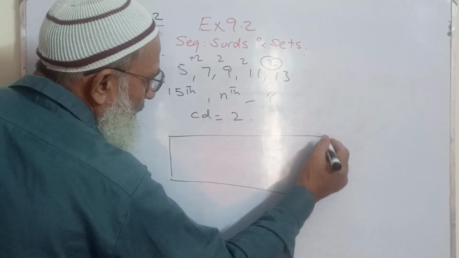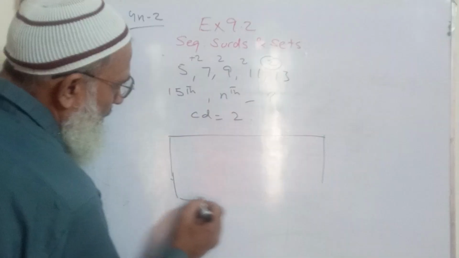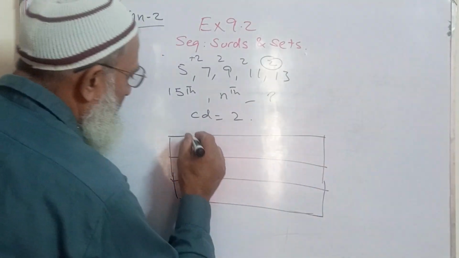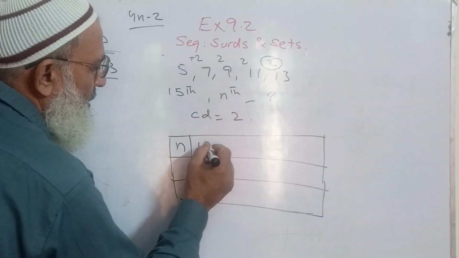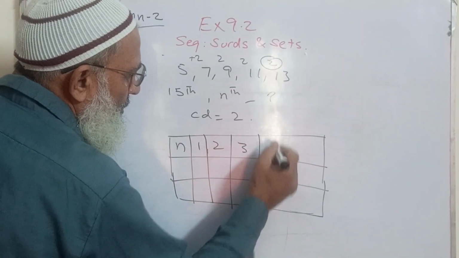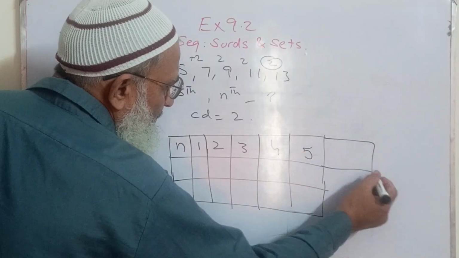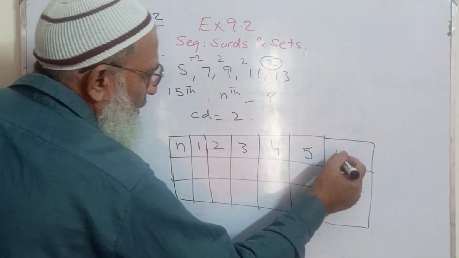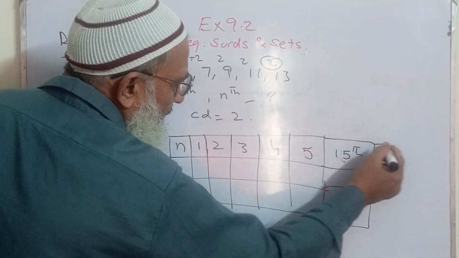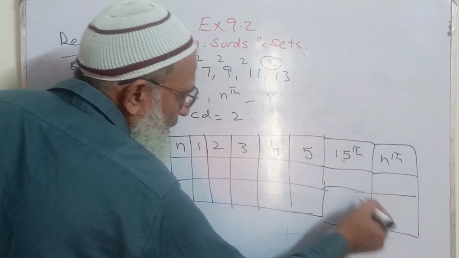Okay, now you will have to formulate a sequence over here also. 1, 2, 3, 4, 5, and the 15th, which is asked over here. The 15th term and the nth term, this is also asked.